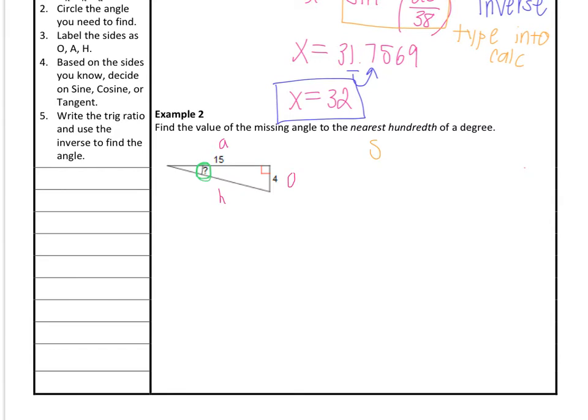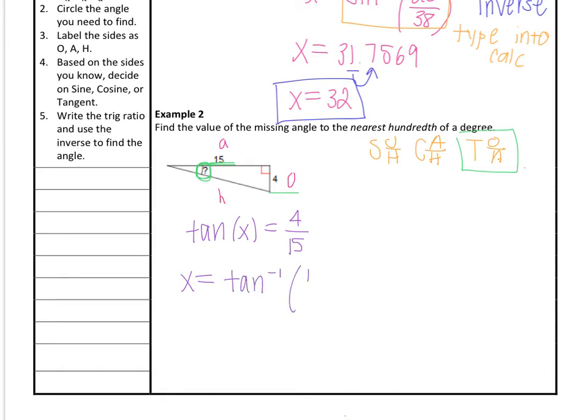So at this point, I'm going to write out my ratios. Sine, cosine, and tangent. Now if I look at the information here, I have O and I have A. Well, O and A means we should be using tangent. So I'm going to set up my ratio to say, tan of x equals O, which is 4, over A, which is 15. And again, just like before, I'm trying to find x, which is standing for an angle. It's saying tan of x. So in order for me to get x by itself here, I have to do the opposite of tan, which is tan inverse.